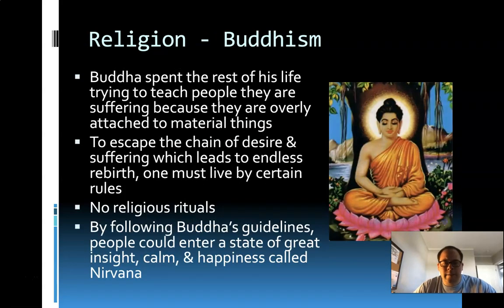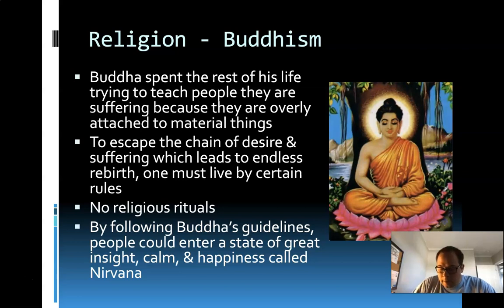Buddha spent the rest of his life trying to teach people they are suffering because they are overly attached to material things. To escape the chain of desire and suffering, which leads to endless rebirth, one must live by certain rules. So it's not that Buddhism has specific religious rituals. It's a way of living. By following Buddha's guidelines, people could enter a state of great insight, calm, and happiness called nirvana.